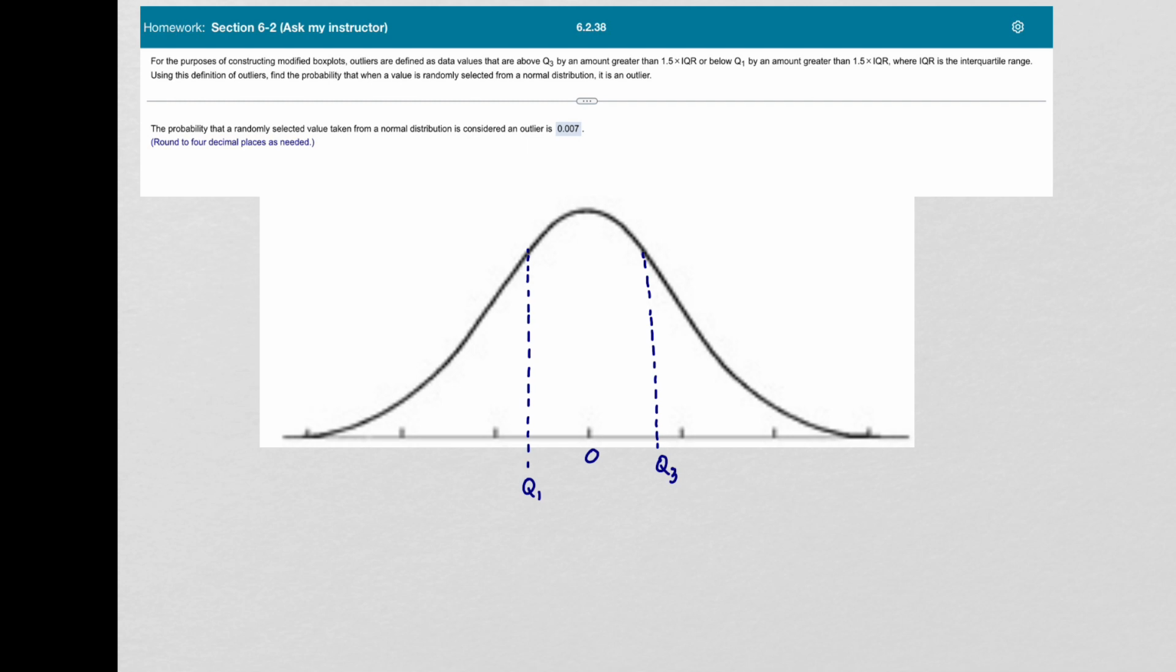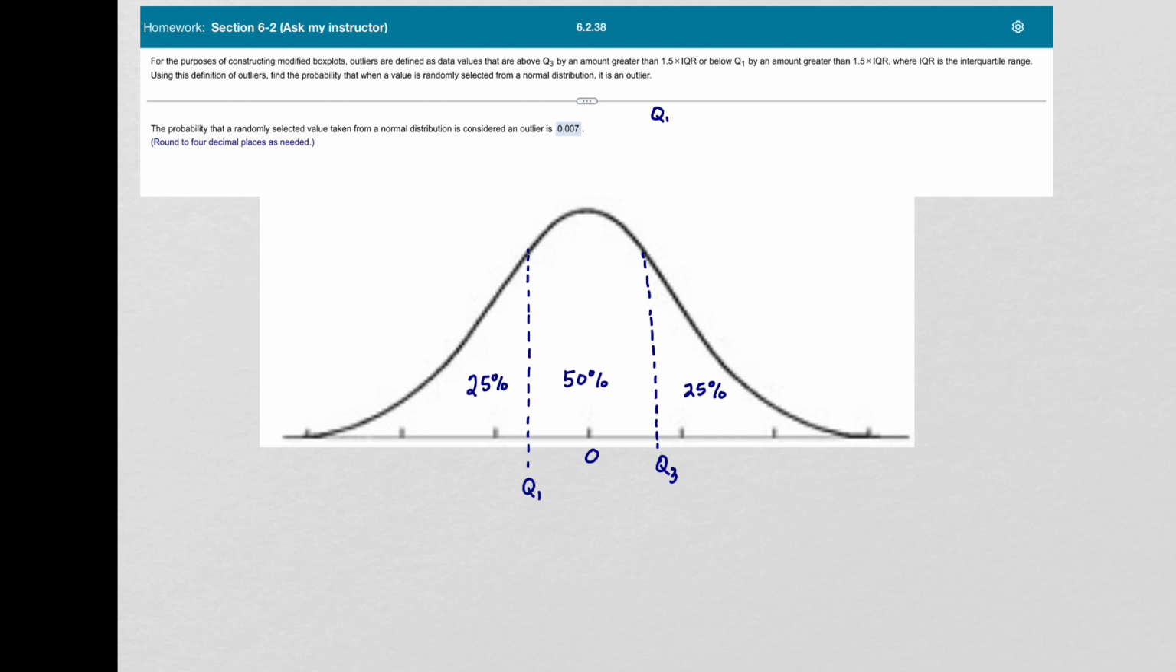And what do I know about Q1? Well, I know that 25% of values fall below Q1. And I know 25% of values fall above Q3. So that means in the middle here, there would be 50%. So now I want to know, well, what is the number value? What is the z value associated with Q1?